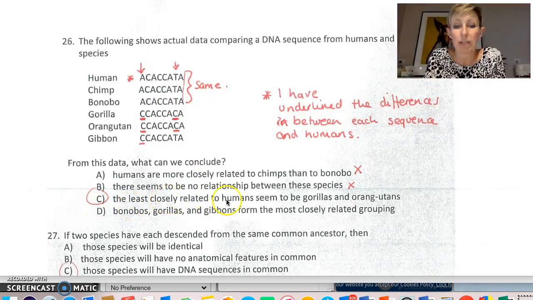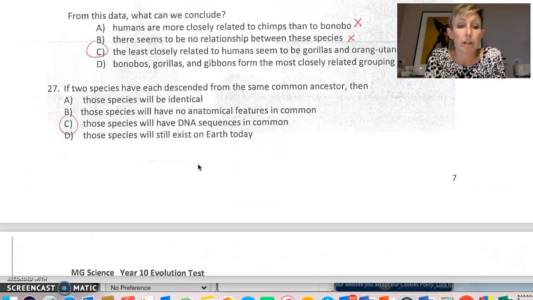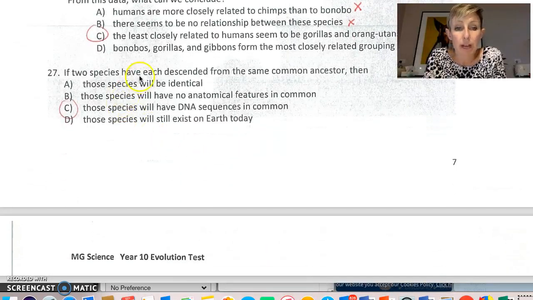The least closely related to humans seem to be gorillas and orangutans. So I've actually identified the nucleotides that are different to humans, and to help you understand how I've done that. 27. If 2 species have each descended from the same common ancestor, then C, those species will have DNA sequences in common.